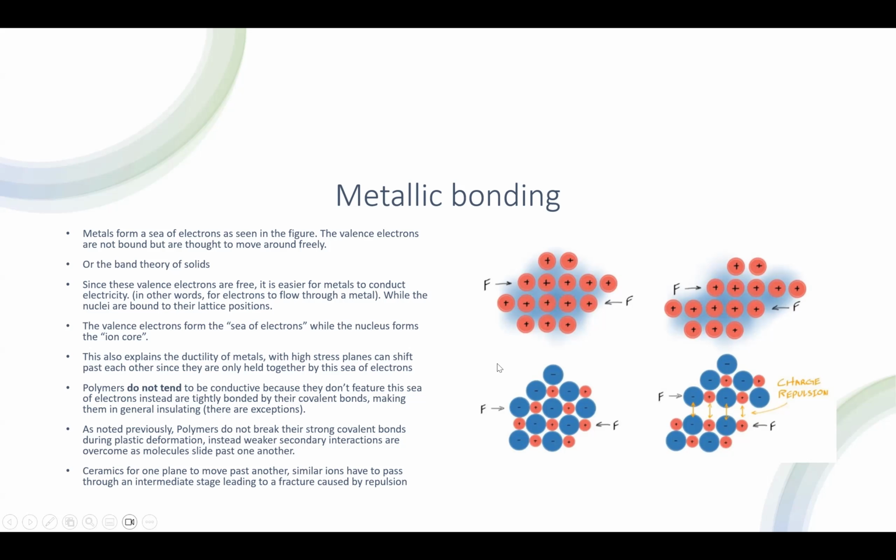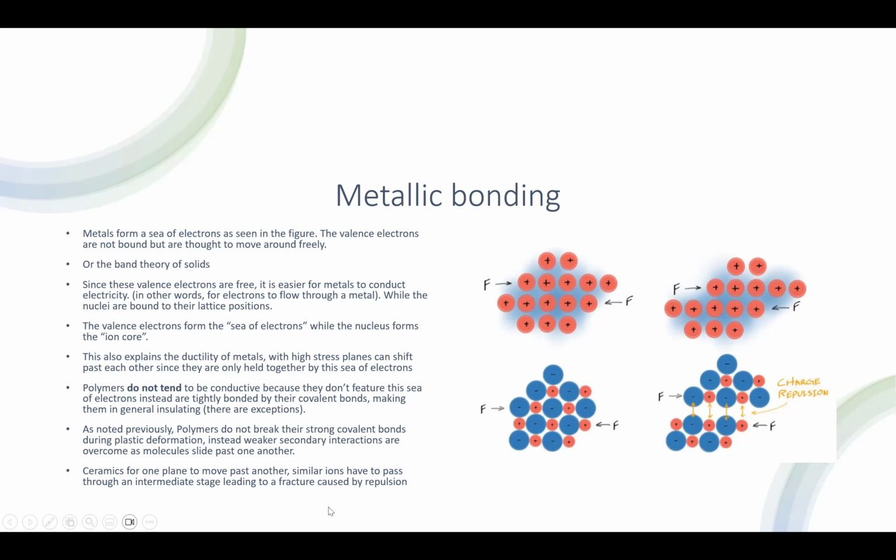Polymers do not tend to be conductive because they don't feature the sea of electrons. Instead, they have these tightly bound covalent bonds, making them in general insulating, but there are exceptions. As noted previously, polymers do not break their strong covalent bonds during plastic deformation. Instead, weaker secondary interactions are overcome as molecules slide past one another.